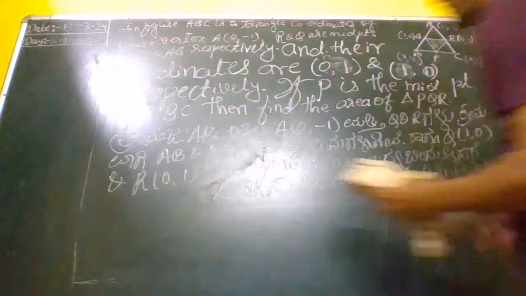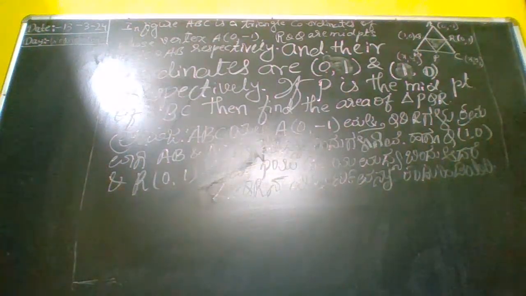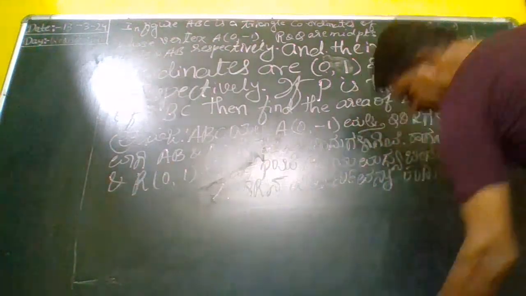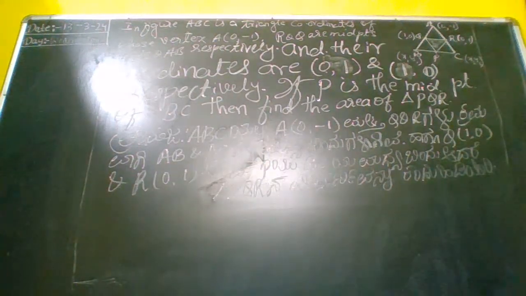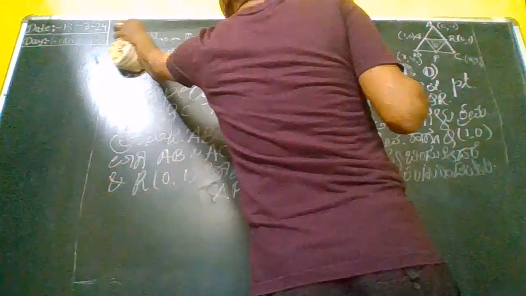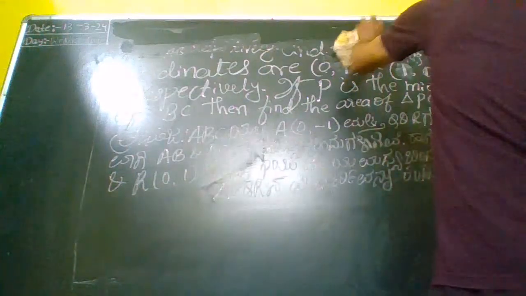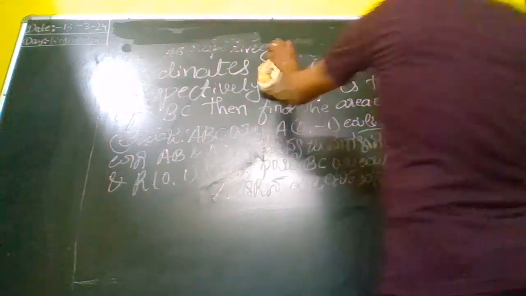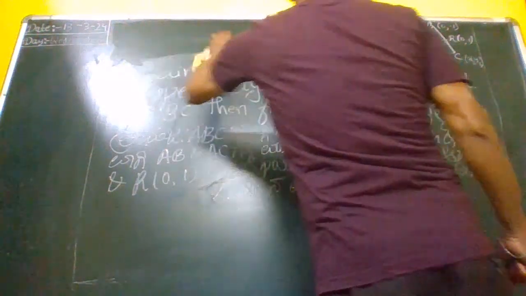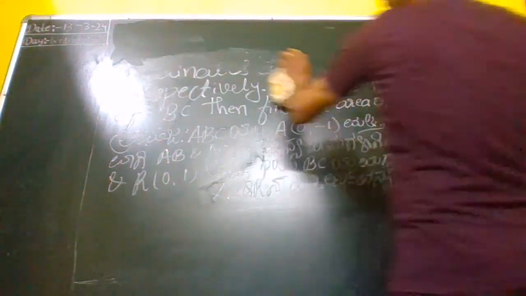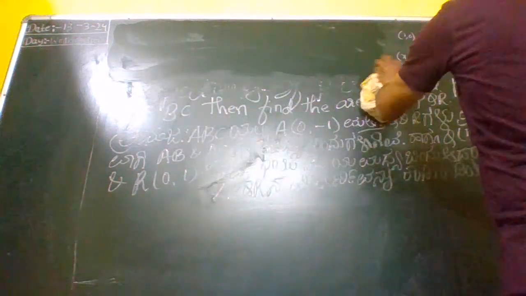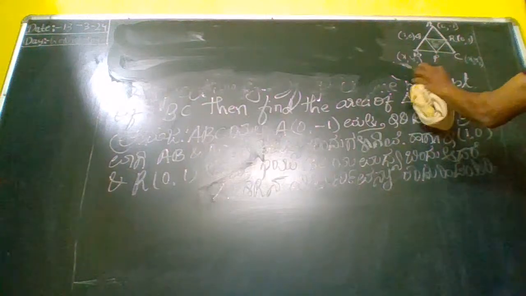So dear students, we have been given a triangle ABC. In the triangle ABC there are 3 midpoints, and those midpoints are P, Q and R. P is the midpoint of BC, Q is the midpoint of AB and R is the midpoint of AC. So we have to calculate the area of triangle PQR.